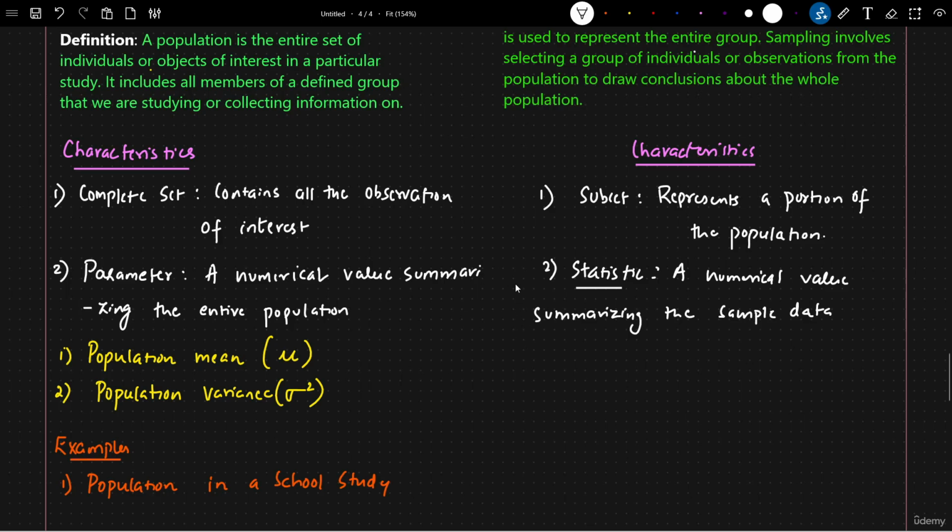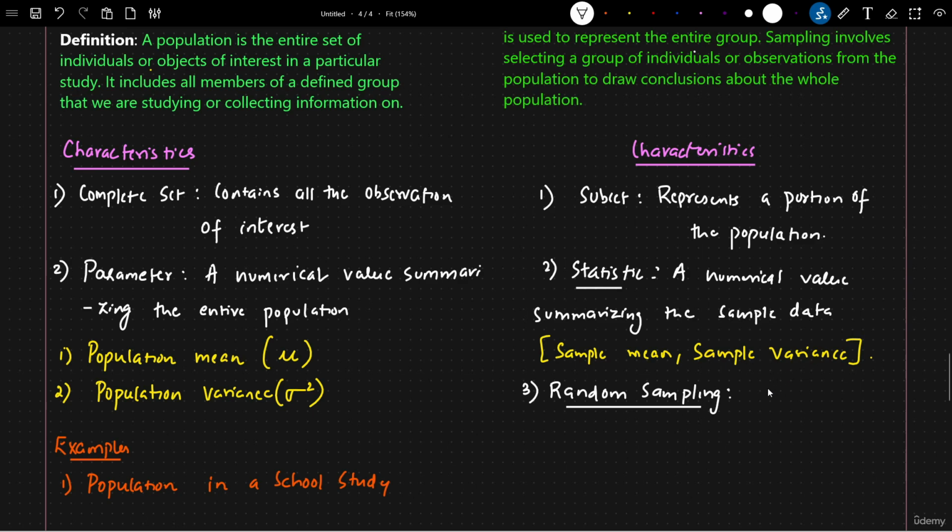Some examples here are your sample mean and your sample variance. So this is basically called a statistic. Then the third important characteristic is random sampling. We'll discuss the types of random sampling in the next video.